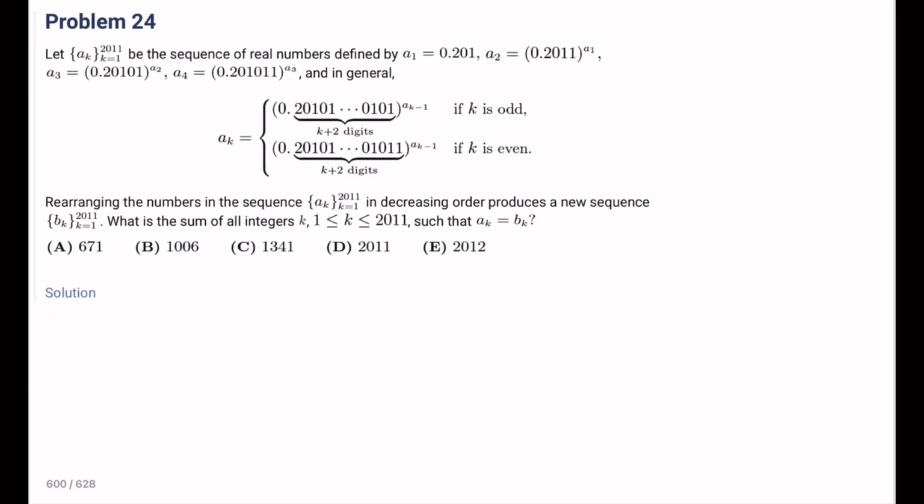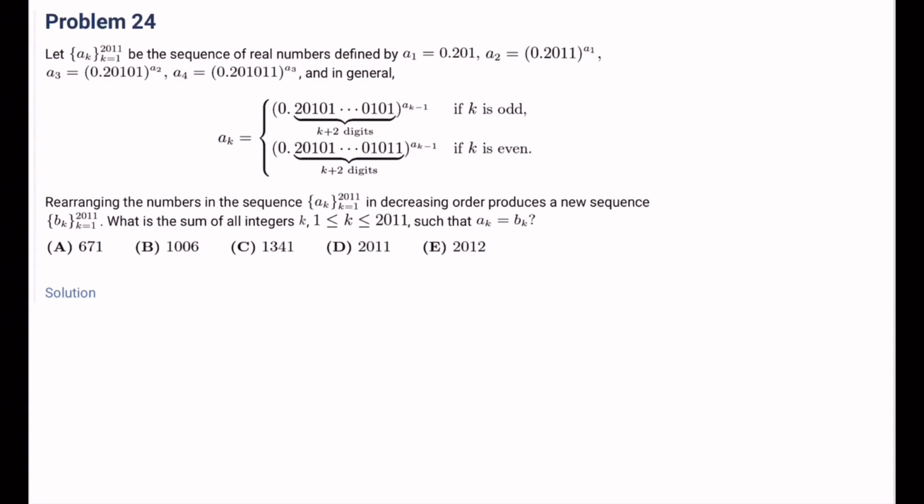Problem number 24. Let A_K, from K equals 1 to 2011, be the sequence of real numbers defined by A1 equals 0.201, A2 equals 0.2011 to the A1 power, A3 equals this, and A4 equals that. And in general, A_K is going to be this if K is odd, and this if K is even. Rearranging the numbers in the sequence in decreasing order produces a new sequence that we will call B_K. What is the sum of all integers k such that A_K equals B_K?